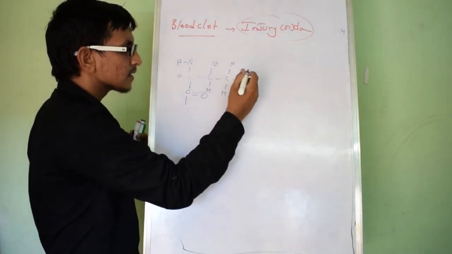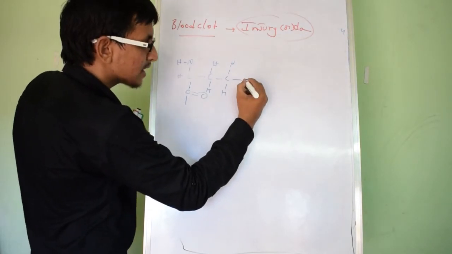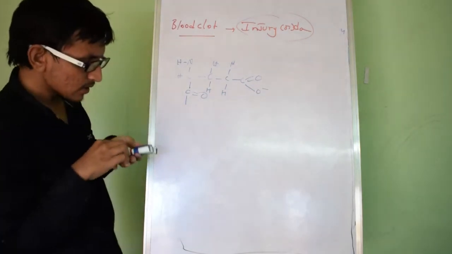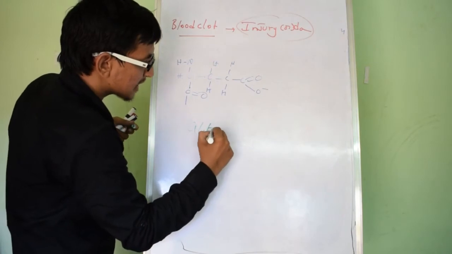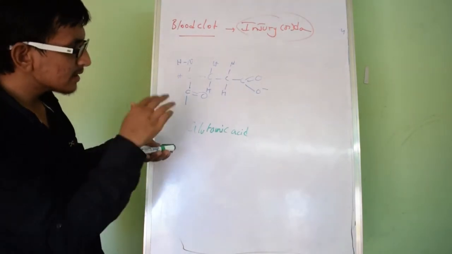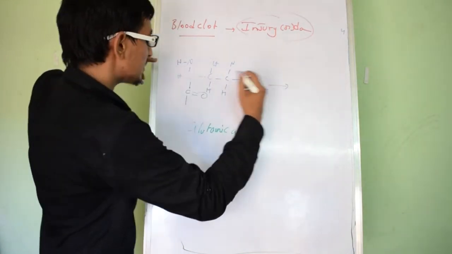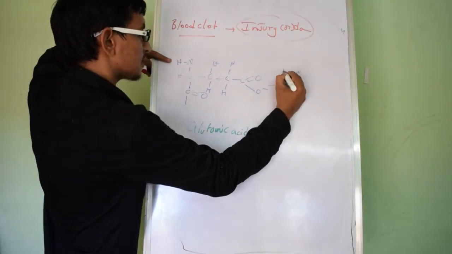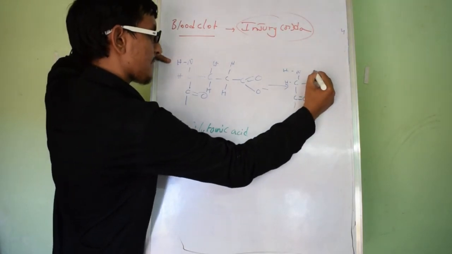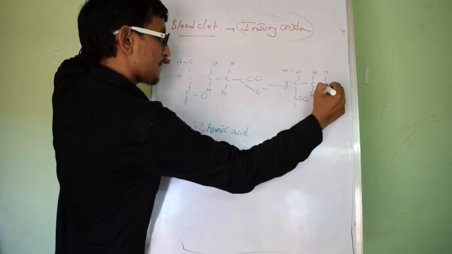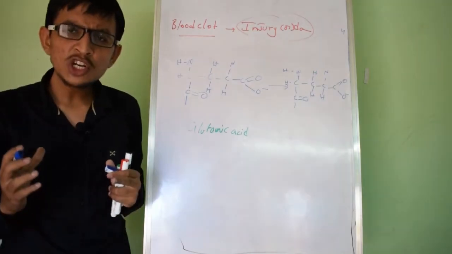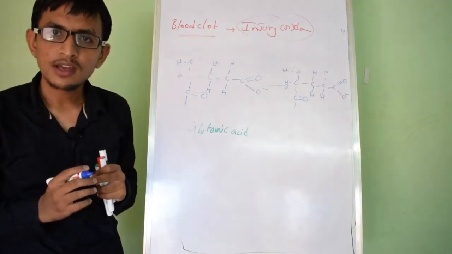This is called glutamic acid. And let's try to carboxylate this glutamic acid. So there is a very special position to carboxylate this amino acid.